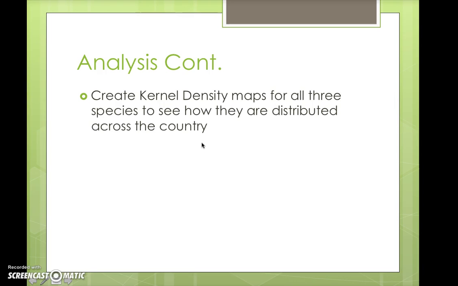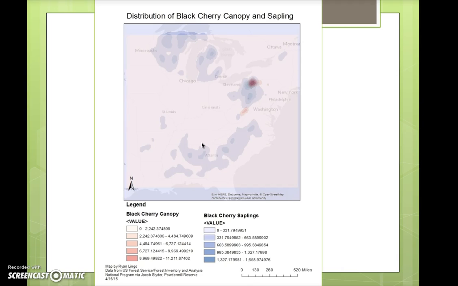Analysis continued. After that, we created kernel density maps for all three species to see how they're distributed across the country. How does each kind of tree hold up to different environmental impacts? So you can see here the black cherry.